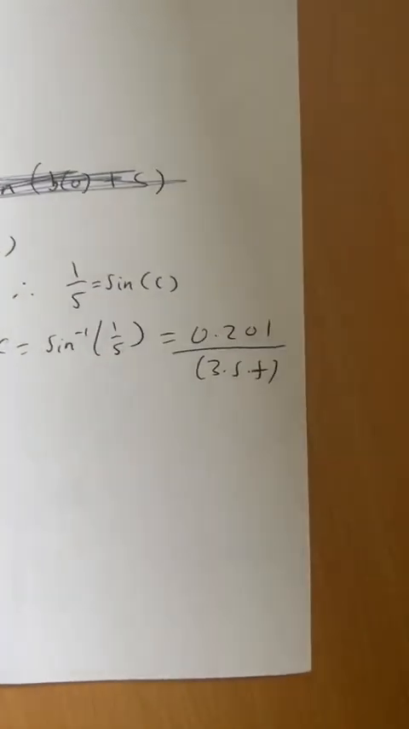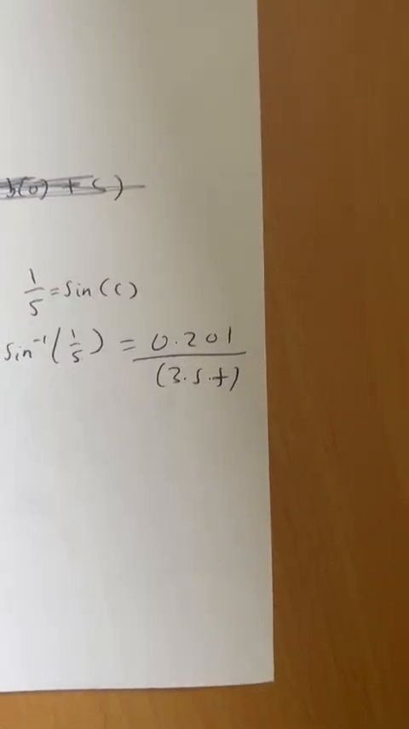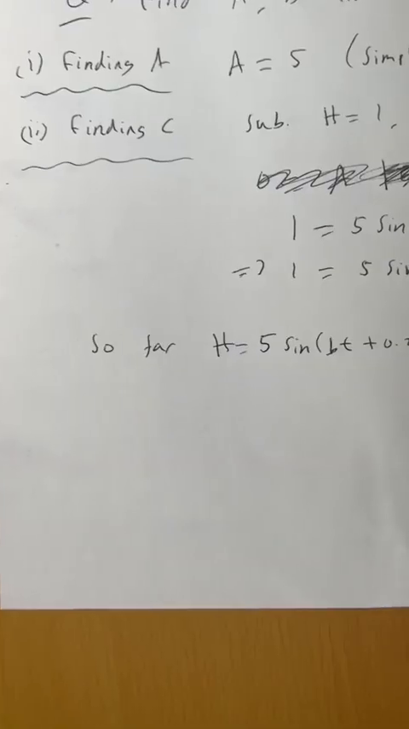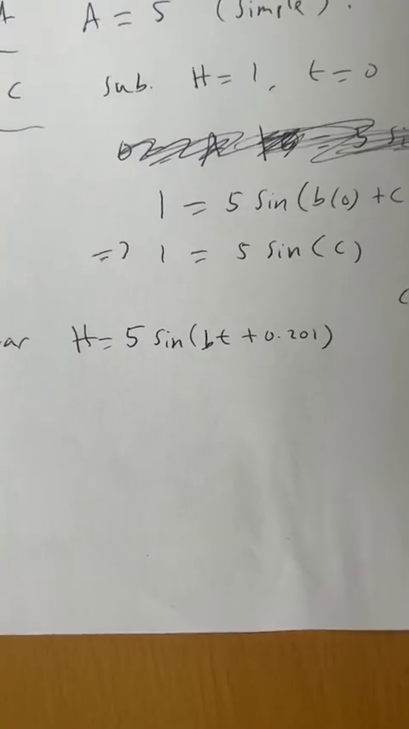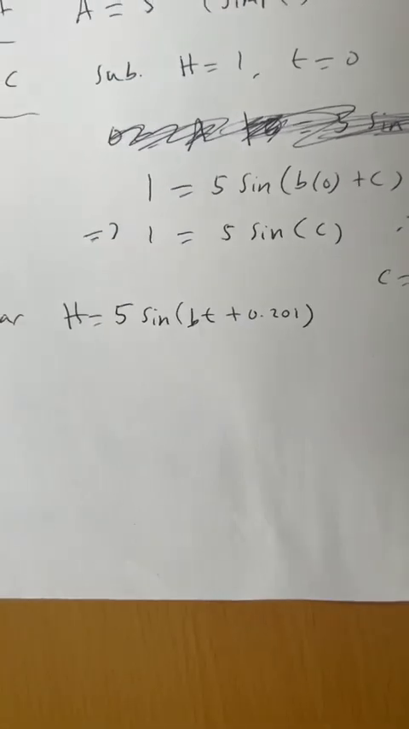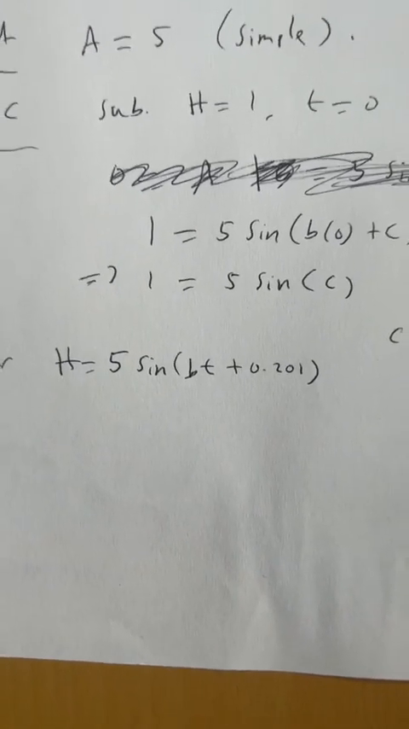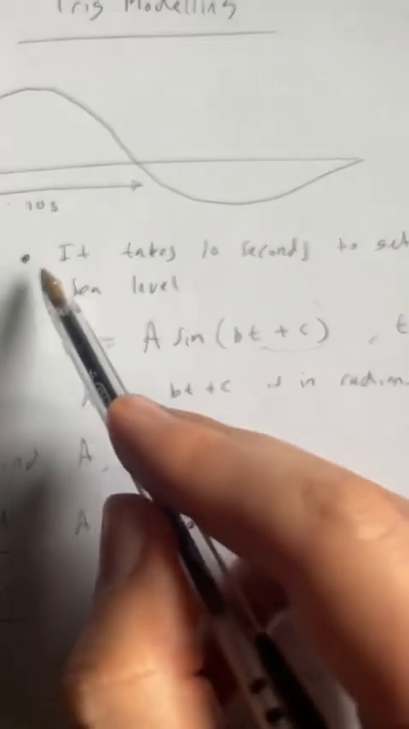Our question is in radians, so we use radians for this one. You should get about 0.201, but if it was a degrees question, you would have to use degrees. So far, so good. We've got the model 5 sin(bt + 0.201). We just have to find b now, and this is specifically the point where we need to be quite careful.